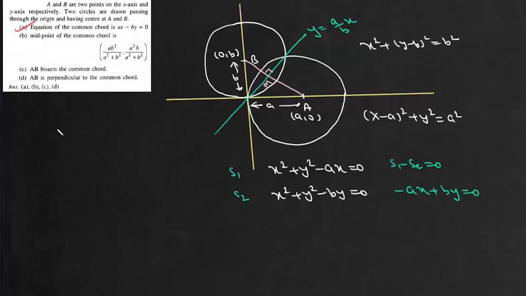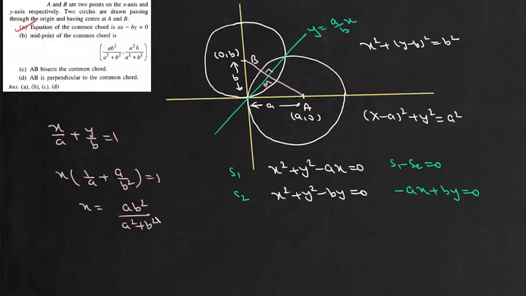Now the equation of AB is x upon a plus y upon b equals 1. Now we'll put y as a upon b x. So it will be x times 1 upon a plus a upon b square equals 1. So this x will be a b square upon a square plus b square.